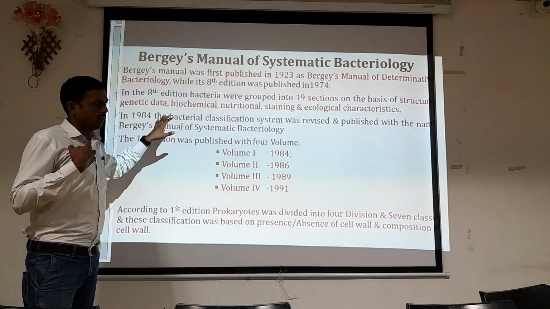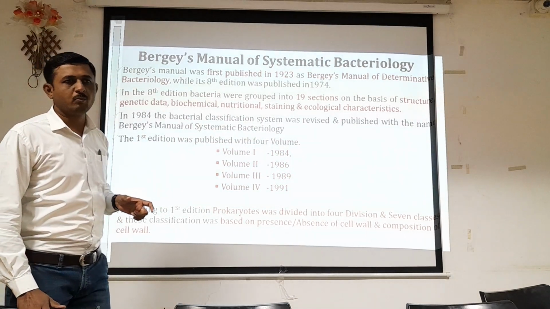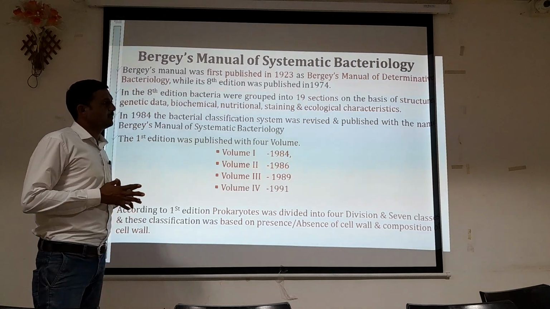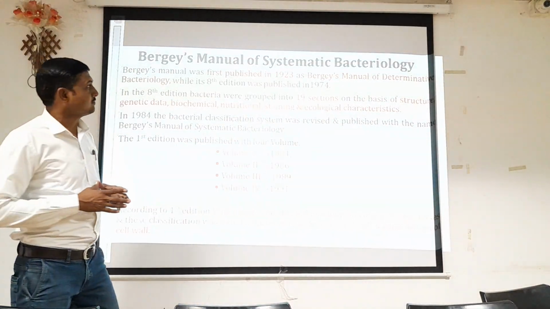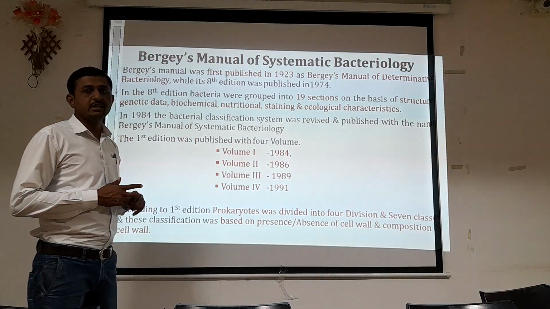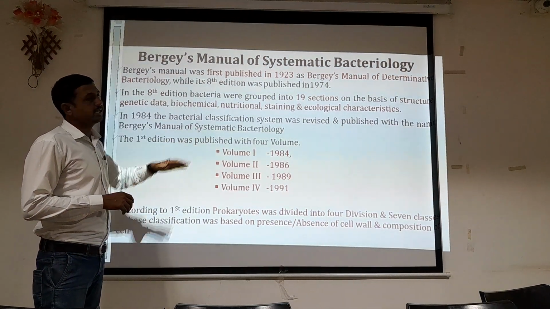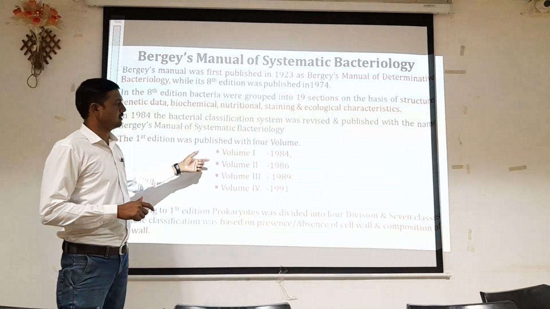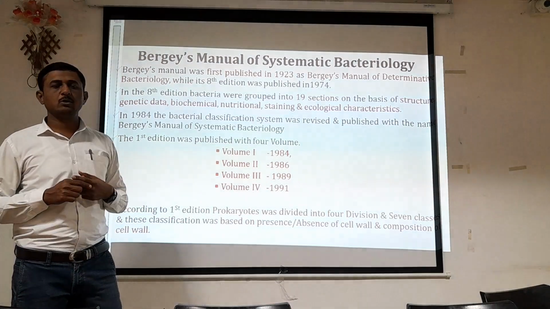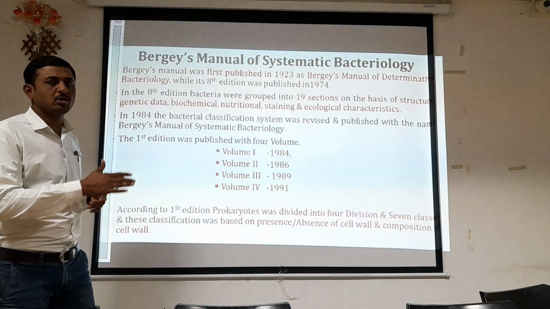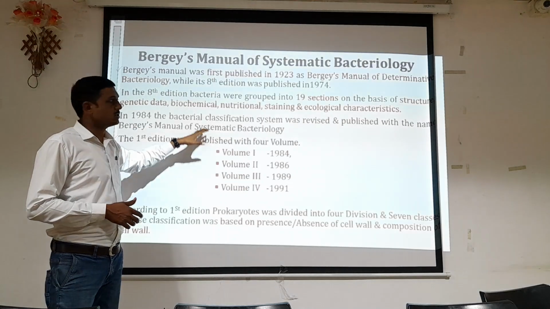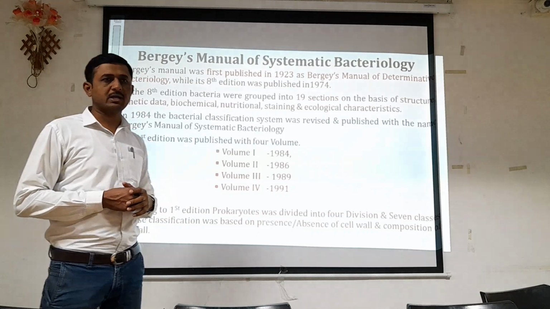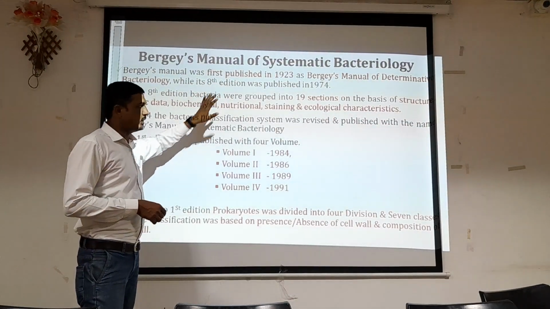So here we will discuss what the different major characteristics of Bergey's Manual are. Bergey's Manual was first published in 1923 as Bergey's Manual of Determinative Bacteriology, while its 8th edition was published in 1974. On the first slide we have given the front page of that particular manual, that is systematic bacteriology and determinative bacteriology. So it is nothing but the first edition of that Bergey's Manual, determinative bacteriology, which was published in 1923.